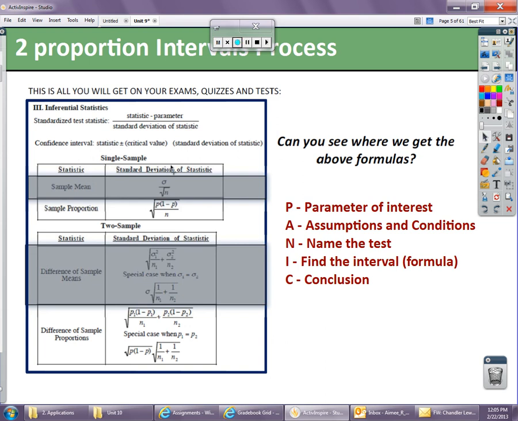You also are going to use the critical value, the same as before, that's your z-score. And then your standard deviation of the statistic is actually, since you are now in two proportion or two samples, you would then use this formula right here, which is the P1 times 1 minus P1 over N1 plus P2 times 1 minus P2 over N2. So you can get the formula from your formula sheet, it's just not directly given to you.